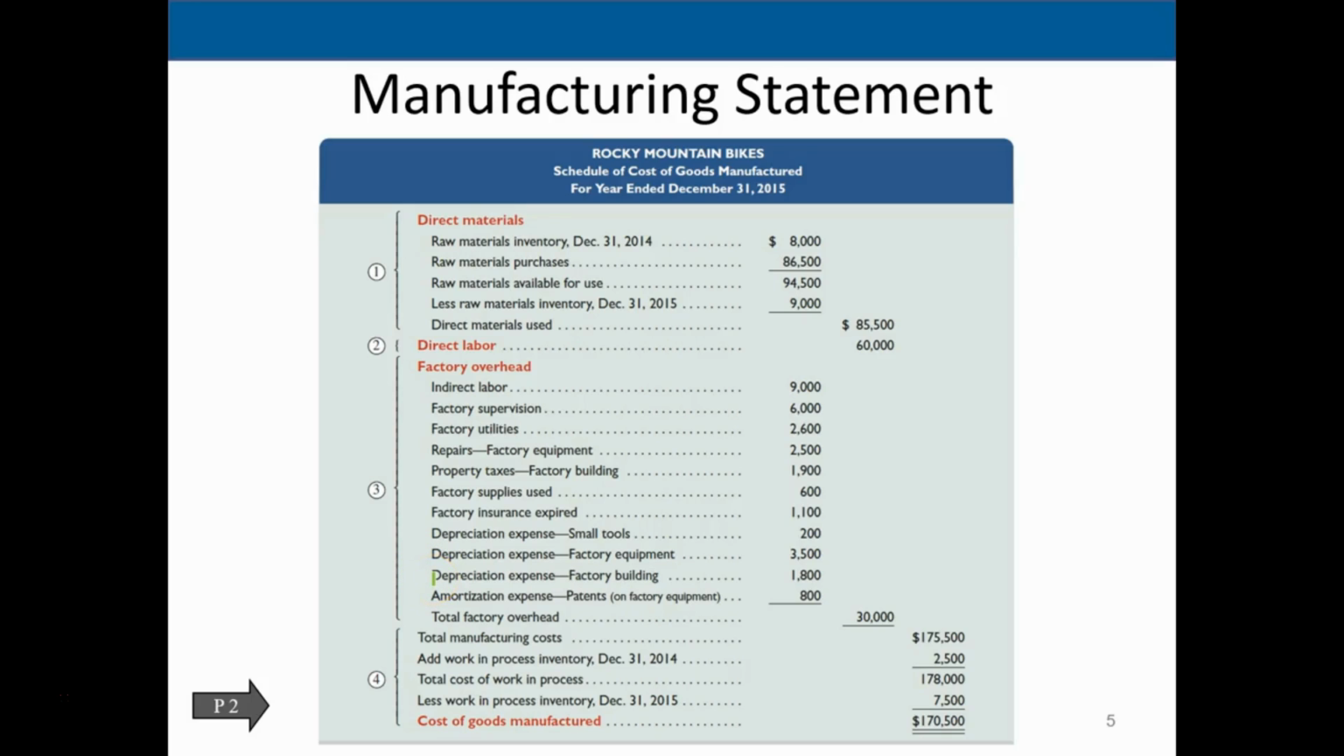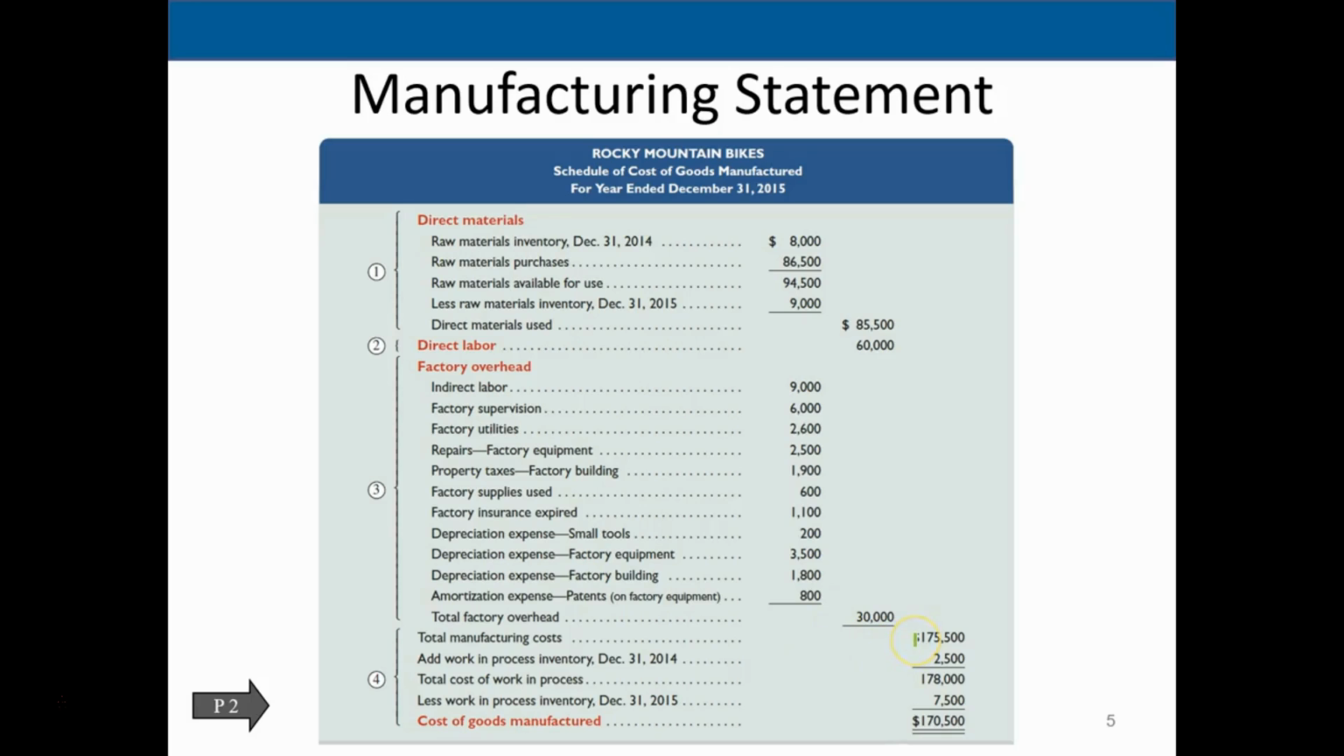Again, keyword being factory. And notice this one, they actually put the word expense in it, even though we're not actually expensing it. It's depreciation that's going into the asset of overhead that will be part of inventory. We're actually capitalizing this. Same as amortization of patents. And then we're going to, of course, sum all that up here.